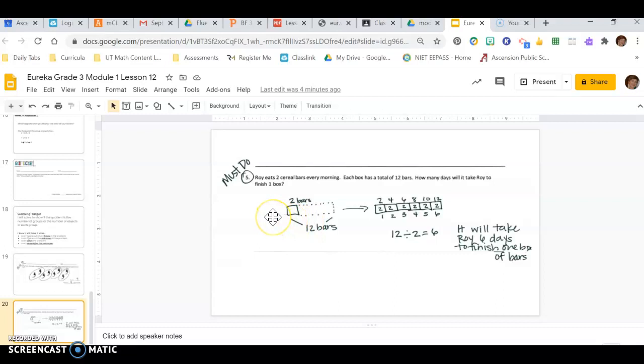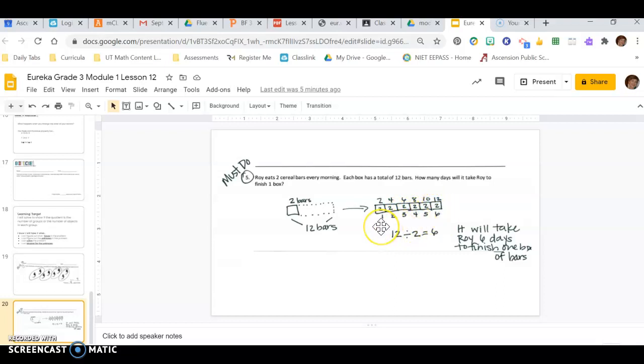Okay, number 5. Roy eats 2 cereal bars every morning. So I know the size of my group is 2. Okay, he has a total of 12 bars in the box. So I know that there are 12 bars in this whole box. So over here, I put 2 bars for each morning. And then I went ahead and counted to 12 because I know that my total is 12. So I said 2, 4, 6, 8, 10, 12.